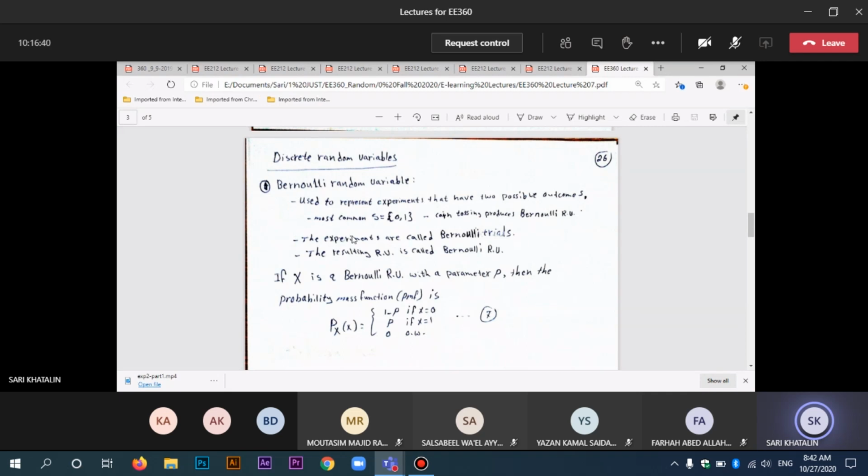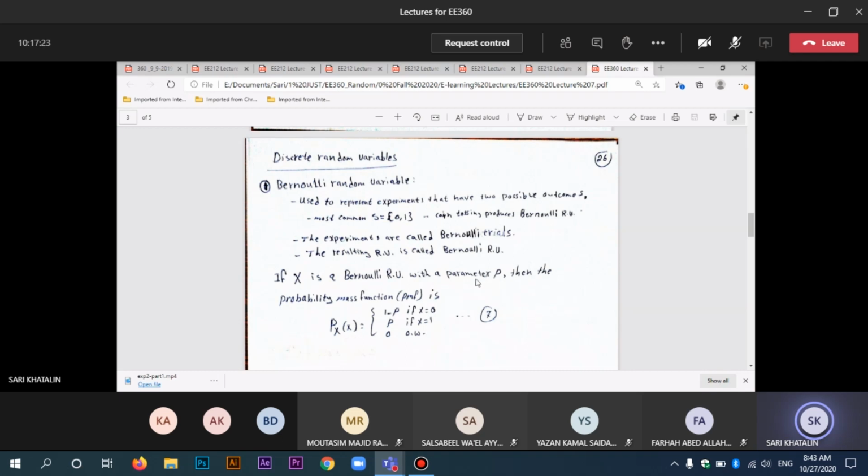Flipping the coin will give you either 0 or 1, or head or tail. So flipping a coin is a Bernoulli trial. Every time you run this experiment, it is a Bernoulli trial, and the results are random variables. They are Bernoulli random variables. So in our case, when you flip the coin, you will get head and tail. If you say head is 0 and tail is 1, or vice versa, your Bernoulli random variable is 0 and 1 as shown here.